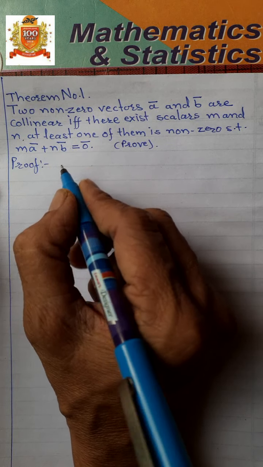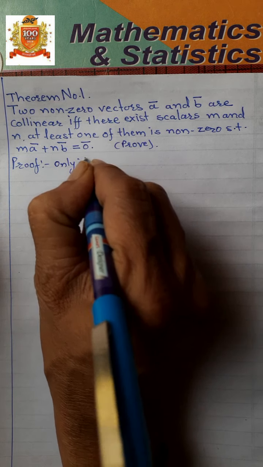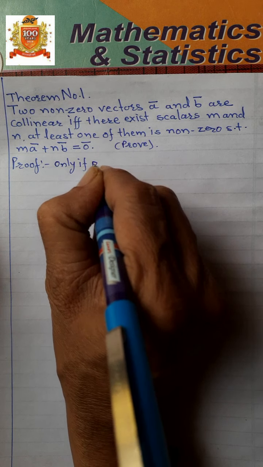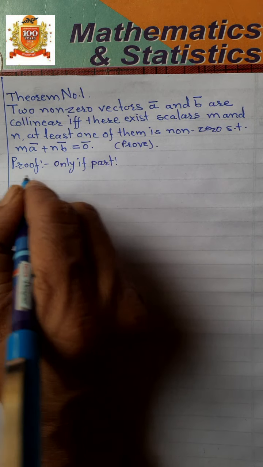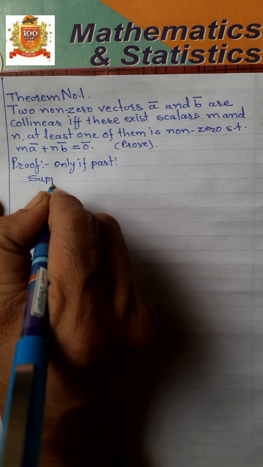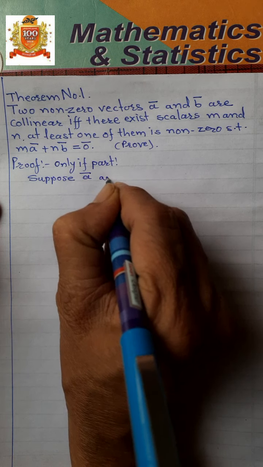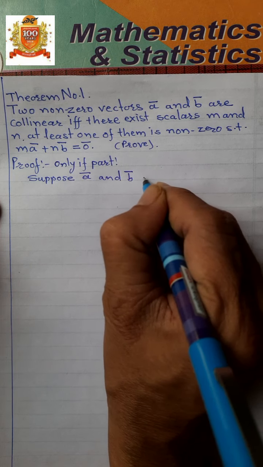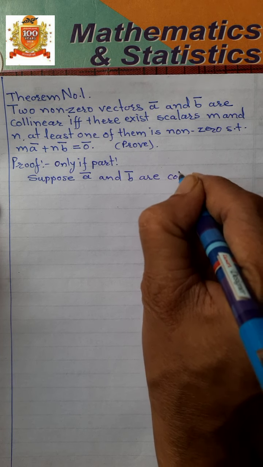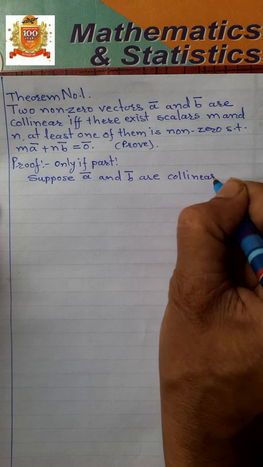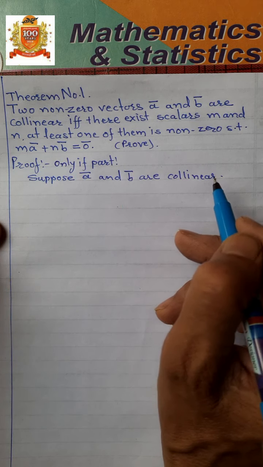We will start from the only if part. Let us start. Suppose a bar and b bar are collinear vectors. Then we have to prove that m a bar plus n b bar is equal to 0.